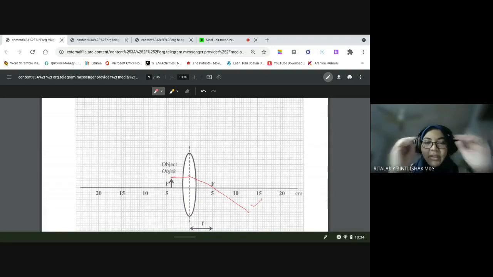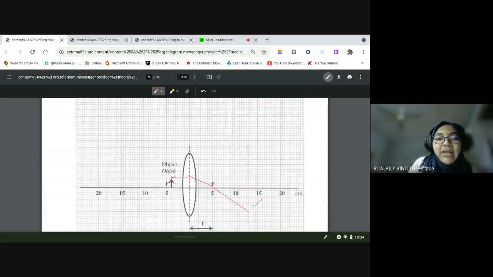So, yang kedua, ada dua. Bukan ada dua lah. Maksudnya ada dua lagi ray yang kita boleh ambil. Tapi kalau untuk yang ni lebih senang, lalu center of the lens. So, dia akan terus tak belok-belok. Pass through the center. Okay. So, actually ada satu lagi. Dia lalu F.